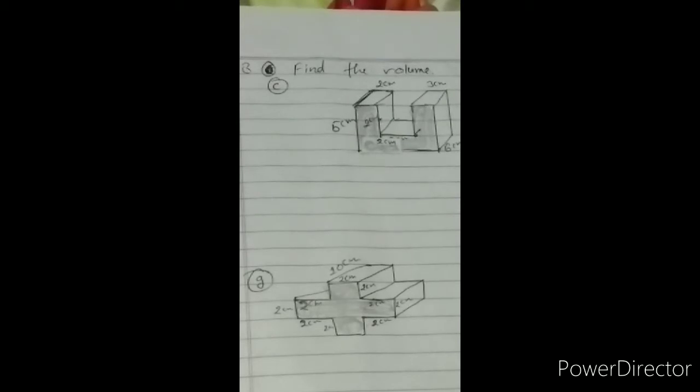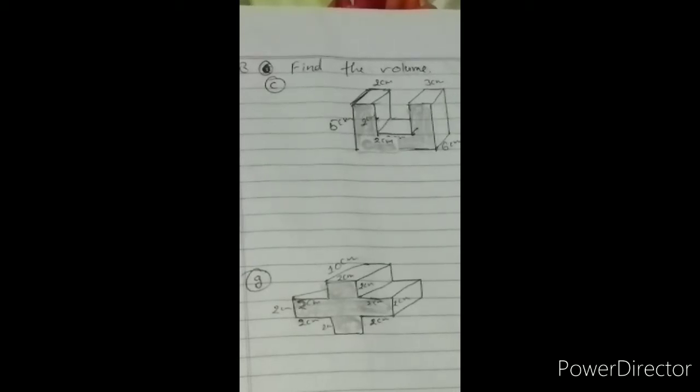Here this is 2, this is 5, this is given 3. Now this length is 5 because it is 5. It is 2, then this is also 2. It is also given 2. Then what will be the length from here to here? 2, 2, 4, 3, 5. Now to find the volume, we have to find the cross section area.